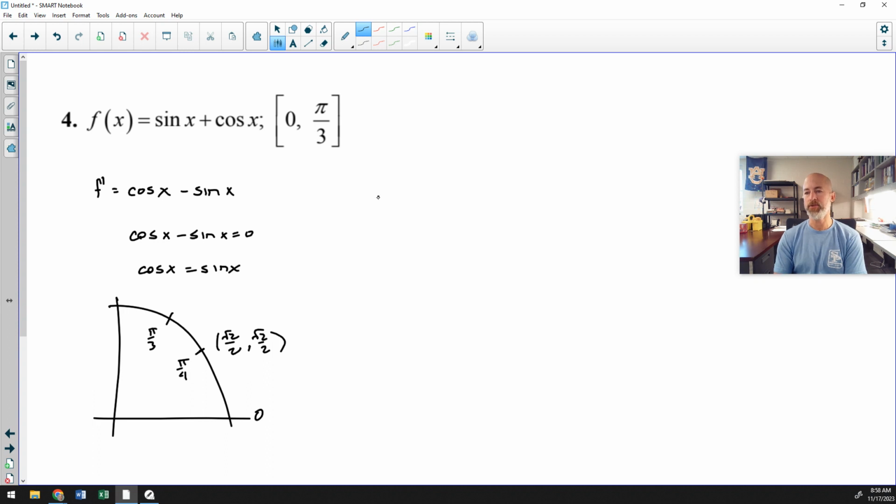And so I now need to find my function's value at 0, my function's value at pi over 4, and my function's value at the other endpoint of pi over 3. And I'm kind of curious where this is going to go. 0 is going to be convenient because sine of 0 is 0, cosine of 0 is 1, so that's 0 plus 1. Pi over 4 would be √2/2 plus √2/2, which cleans up to simply the square root of 2.